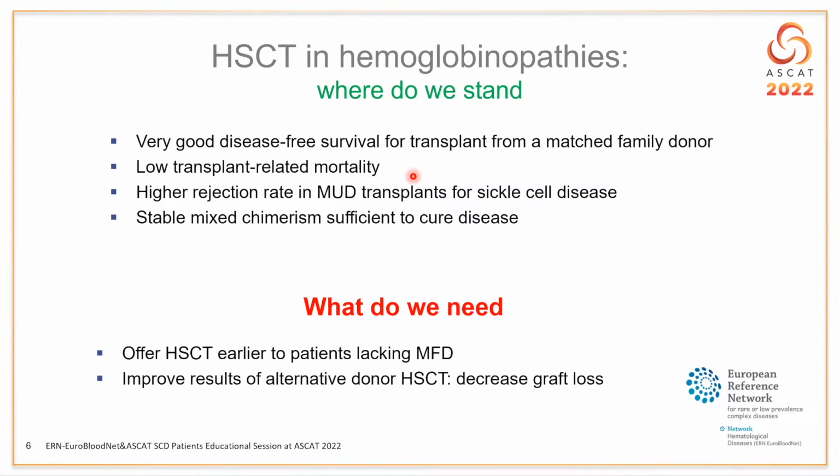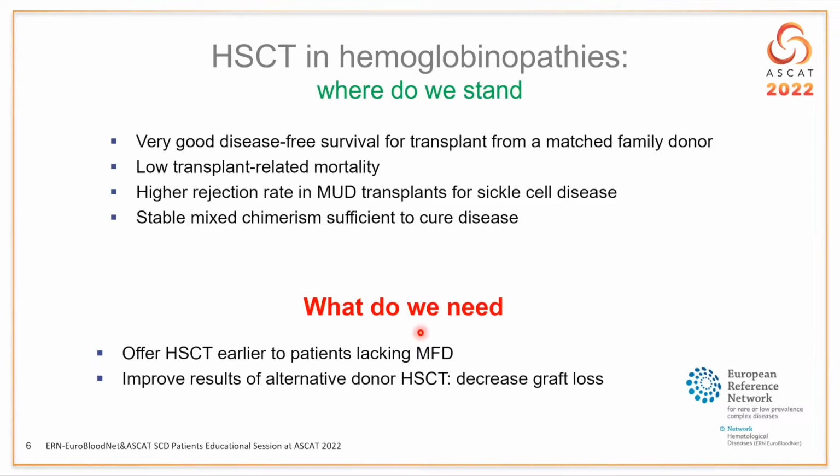Nevertheless, if we move from a matched sibling transplant to a matched unrelated donor transplant, we have a higher rejection rate, especially if we use a donor who is not 100% compatible. But the good news is that we don't need to achieve a 100% chimerism to cure the disease. Also a stable mixed chimerism, a mixed chimerism that is stable over time, can cure the disease.